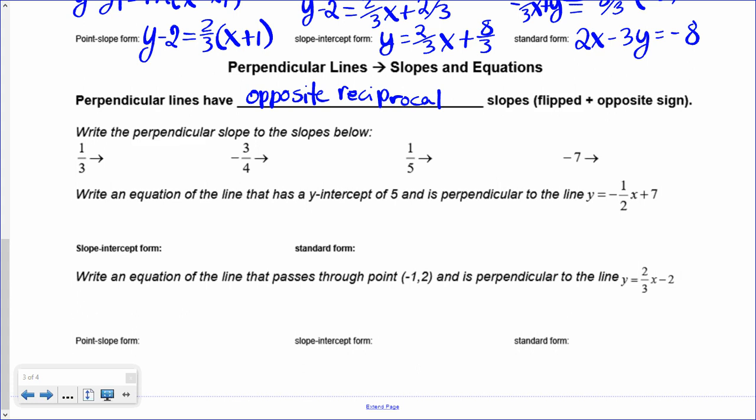So for example, if I start with 1/3, to find the perpendicular slope, I'm going to change the sign and flip the fraction. So it would be -3/1, or just -3. Right? What if I started with -3/4? It would become positive, and then you flip the fraction to become 4/3. What about this one? -5/1. Last one? 1/7.